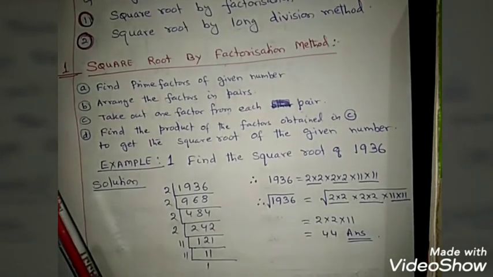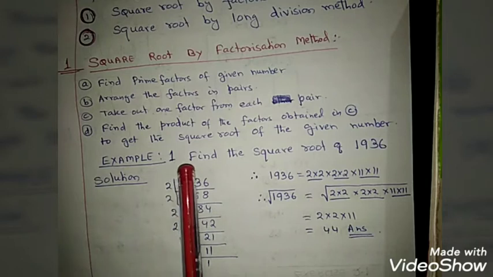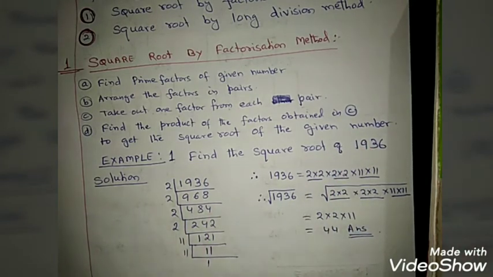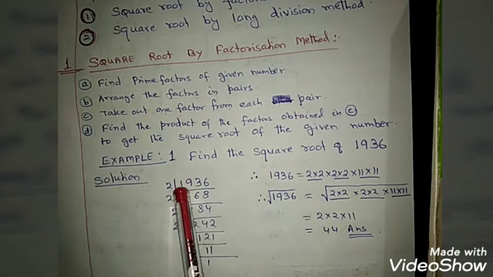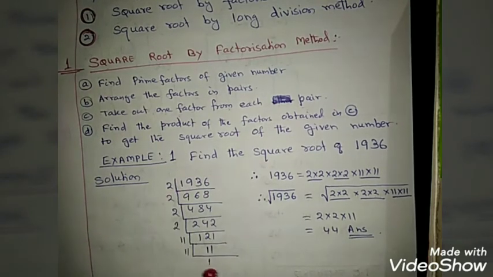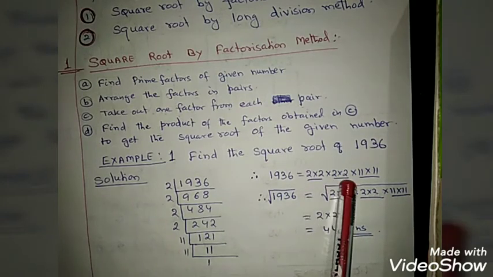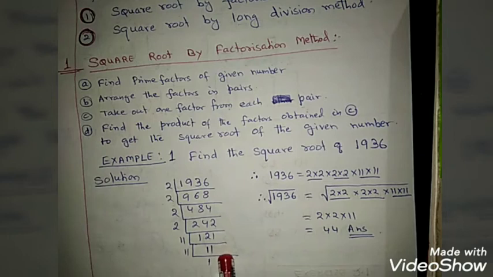So let us take one example here and let us see how I am going to use these steps. Suppose the question is: find the square root of 1936. First of all, as per the steps, we have to find the prime factorization of the given number. So for 1936, when we find the prime factorization, we get 2 into 2 into 2 into 2 into 11 into 11, which I have shown here.